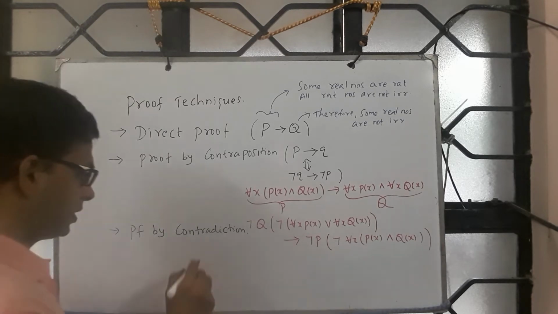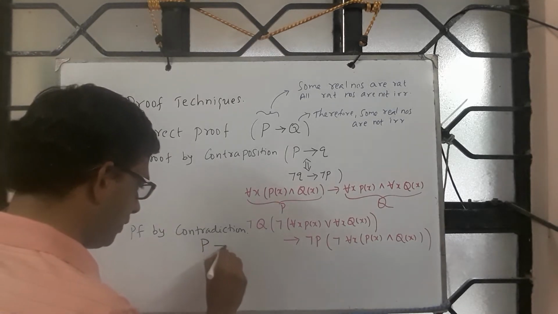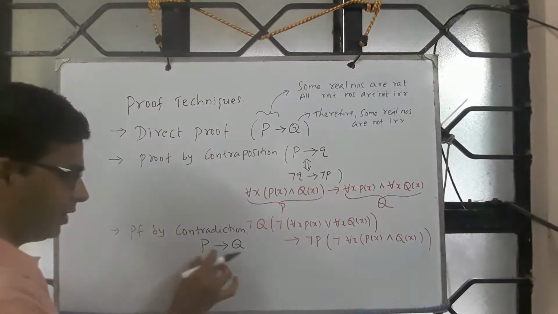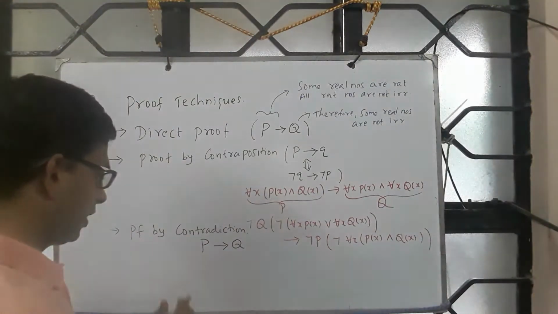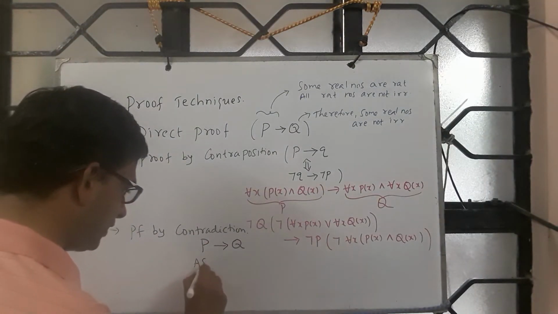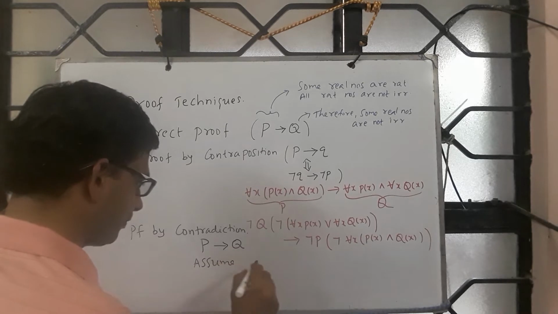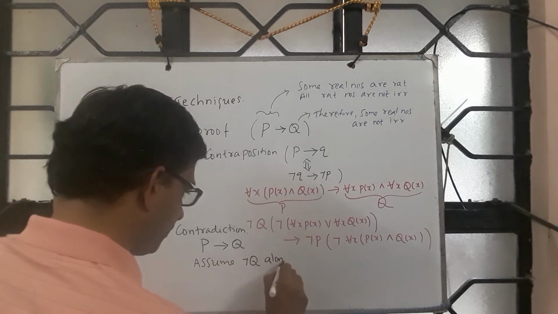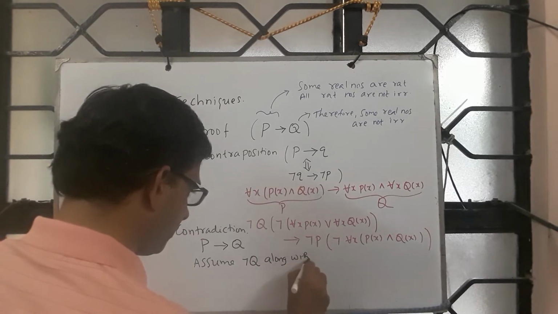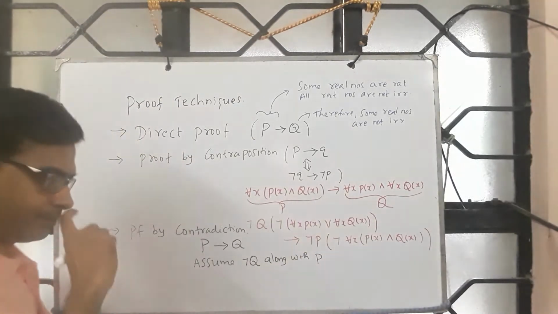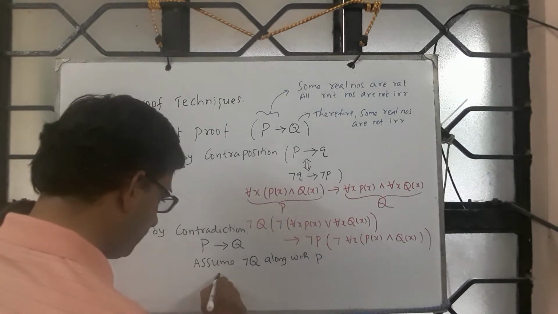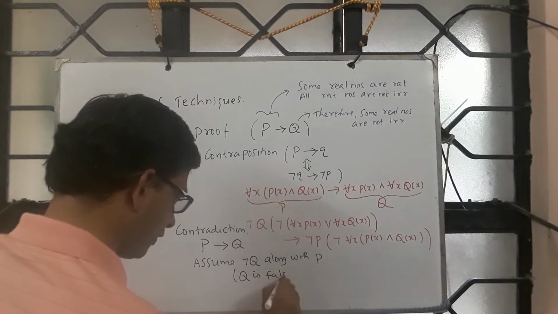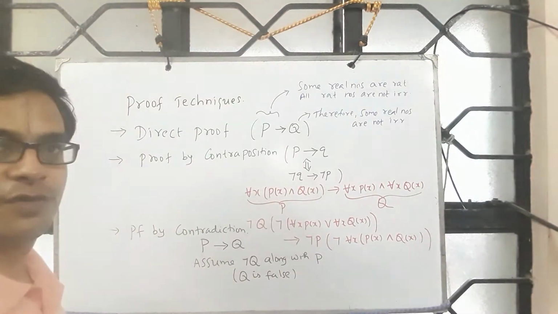So what is this? P implies Q. Assuming P, one should derive Q. So what we will do is, we will assume negation Q along with P, which means what? Assume Q is false. Q does not follow.